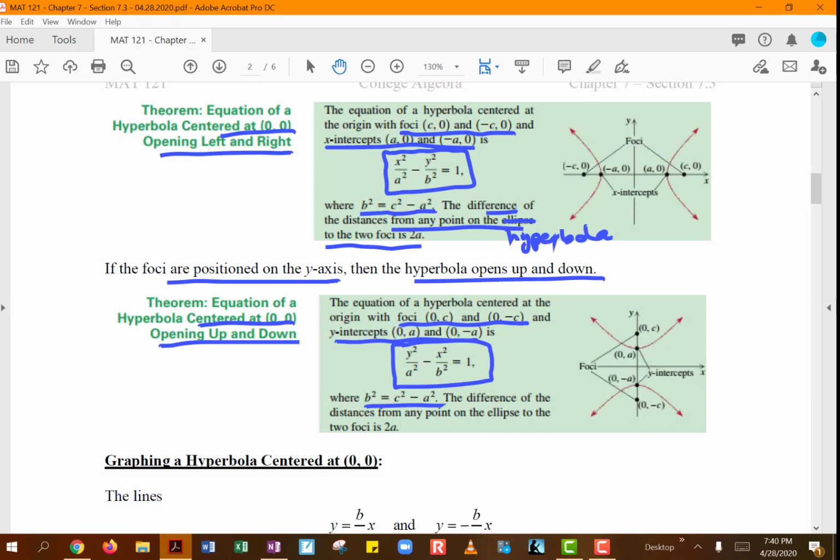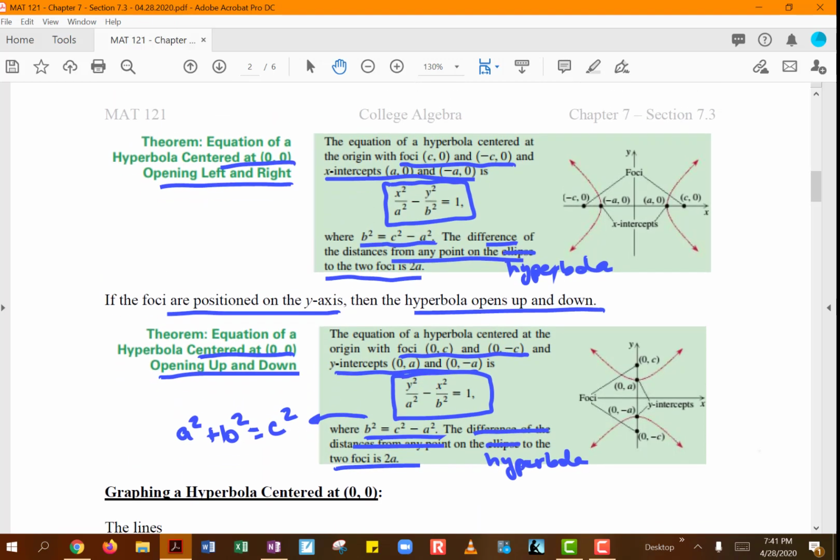Or if it helps, you can think of this, if you just move that a squared to the other side, as a squared plus b squared equals c squared, kind of like our Pythagorean theorem formula. So if it helps you remember better this way, you can rewrite this as a squared plus b squared equals c squared. And again, the difference of the distances from any point on the hyperbola to the two foci is going to be 2a. So instead of ellipse, that should say hyperbola.